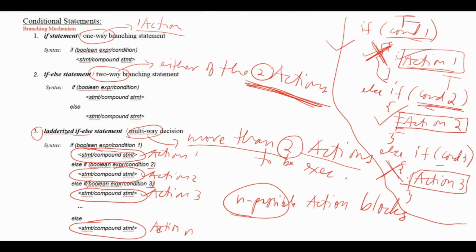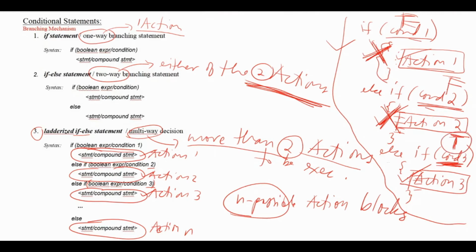Now, what if this is false? So this is not executed, and this is found to be false also. So this is not executed. The program will evaluate condition 3 because there is a condition here. So when this is found to be true, then this third action block will be executed. All the statements inside will be executed if this condition 3 here is true.